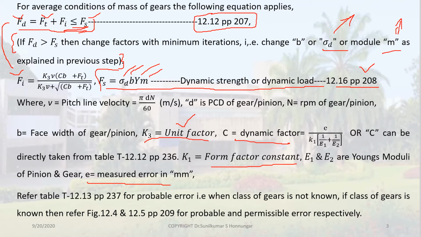And E1 and E2, what are they? They are Young's moduli of pinion and gear respectively. That means E1 is the Young's modulus for the pinion and E2 is the Young's modulus for the gear. If Young's modulus is given in the problem, you are lucky. Most of the time it will not be given, so a lot of challenge for you. It is available in the data book, not in the gear section, but separately in the beginning of it. While solving the problem, I will show.